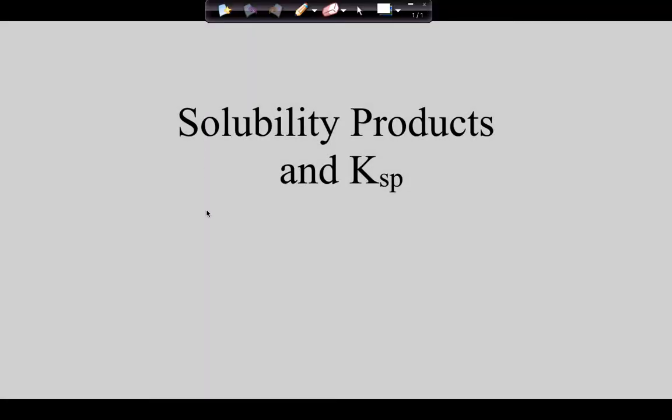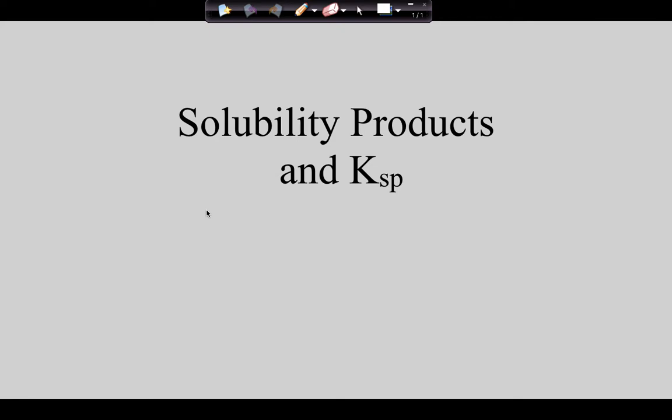Okay, so guys, last stuff of the unit. We have done, I think, a pretty thorough job of talking about equilibria, talking about how we describe equilibria mathematically, ice boxes, things like that. Today, to wrap all of this up, we're going to talk about one last equilibria. And these are what are called solubility products. And you'll see why we call them products in just a minute.